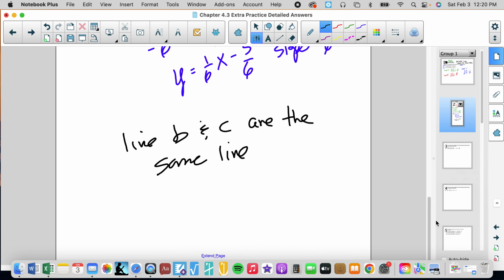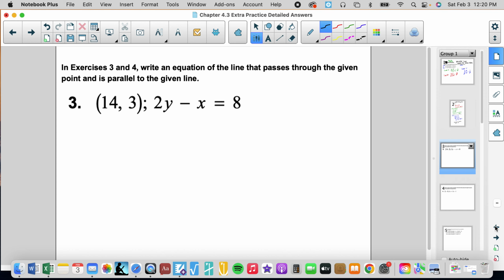So this is the book trying to get tricky and not understanding what they're really doing. So be careful on that. In high school, they're probably going to be a little bit more particular about how you answer that question and knowing that they are actually the same line.